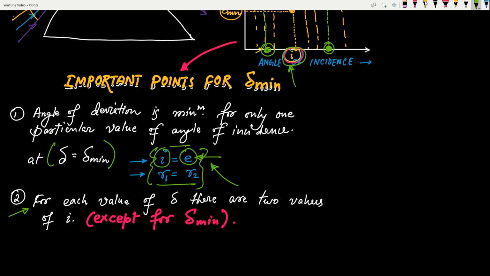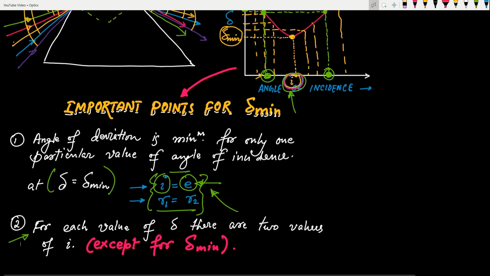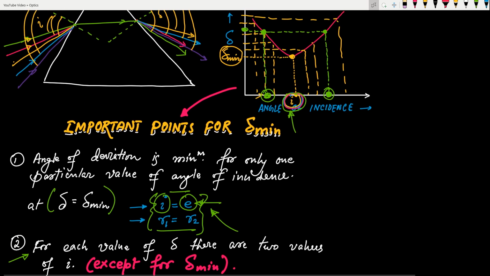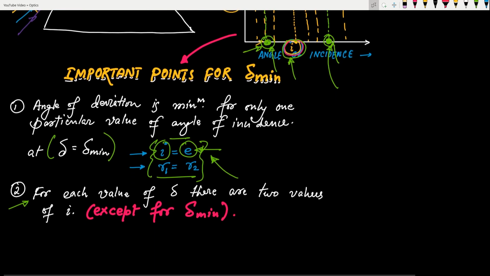Let's jump to our next point, that for each value of delta there are two values of I except for delta minimum, as I've explained and shown in the graph. For each value of delta there are two values of incidence, as I have presented using this point and this point. So there are two angles of incidence for a single angle of deviation, but the exception to that is delta minimum. For delta minimum we'll only get a single point of angle of incidence. I hope the concept is clear.